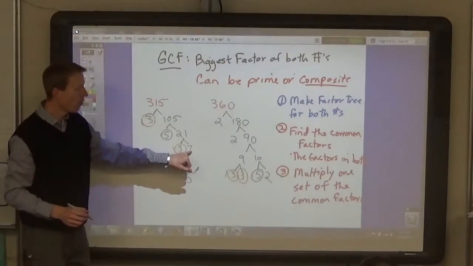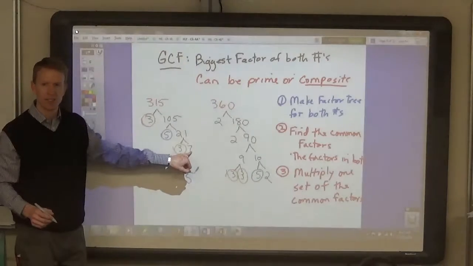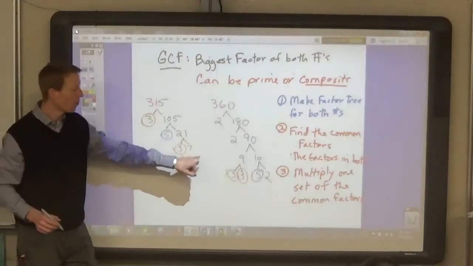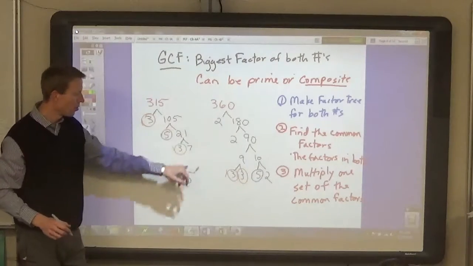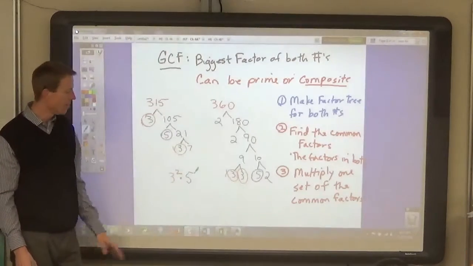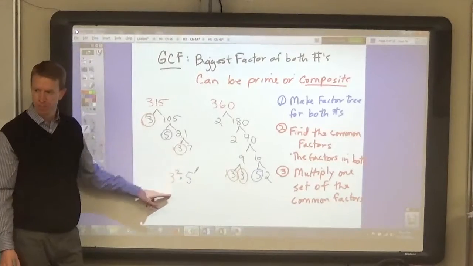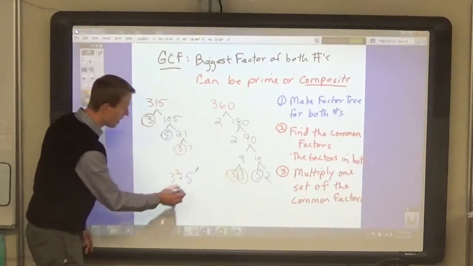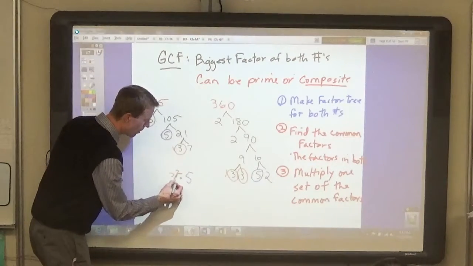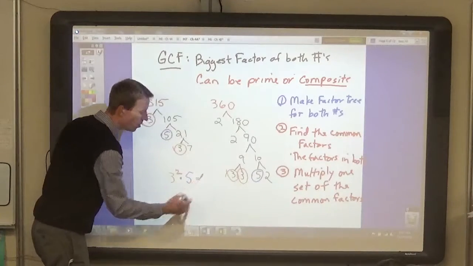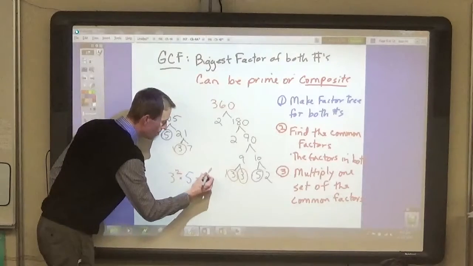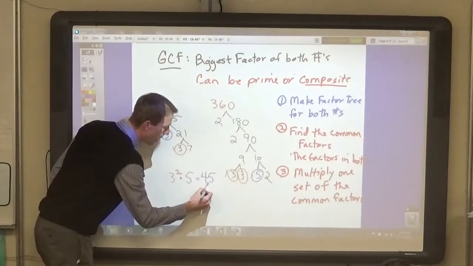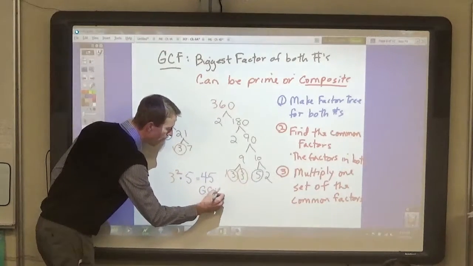Is there a 7 in both numbers? No. In both trees? No. Is there a 2 in both trees? No. That's the common factors. So we multiply these together. 3 squared times 5 equals 45. 45 is the greatest common factor.